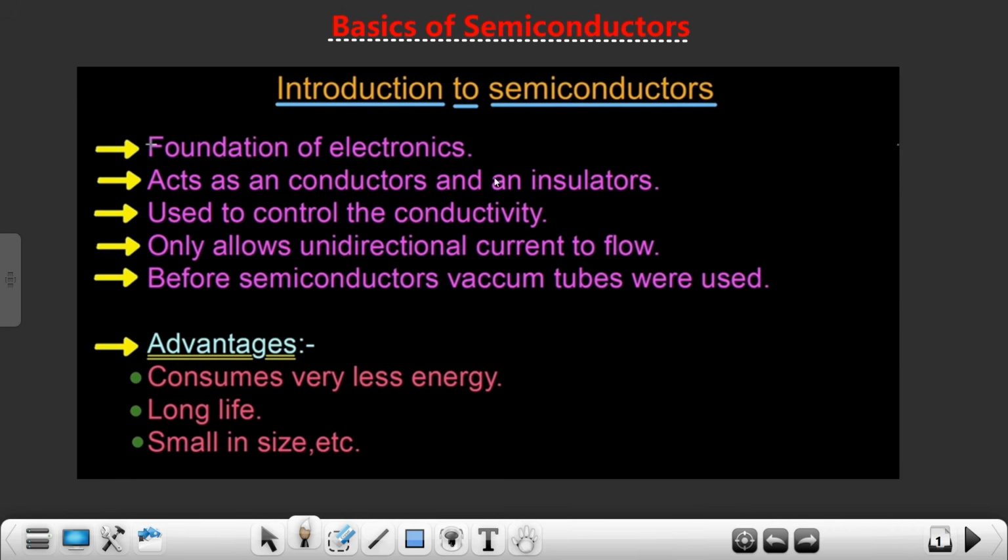Okay, so starting with the very first point, that is the foundation of electronics. We are going to discuss this particular point, so for that, let me move further.